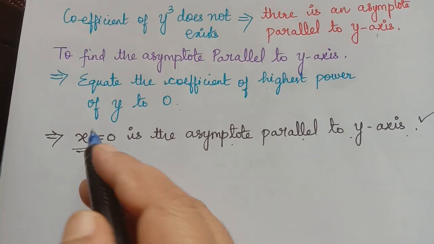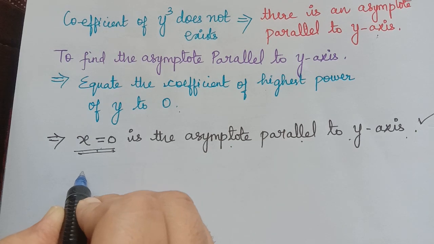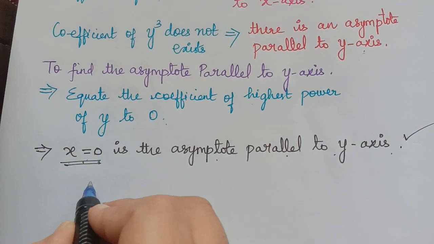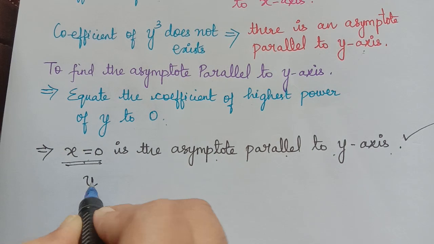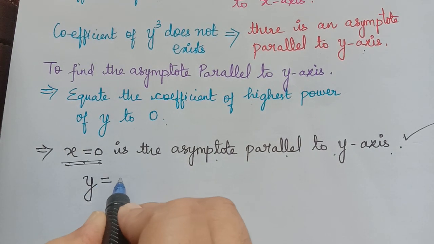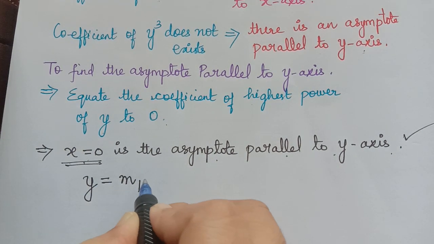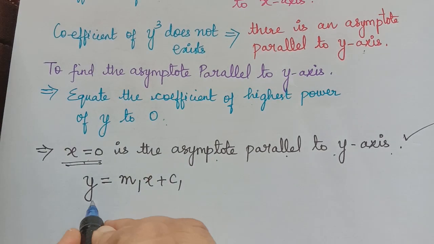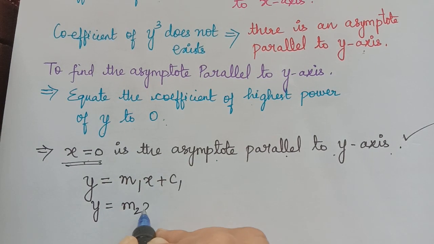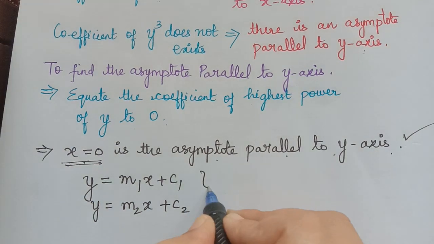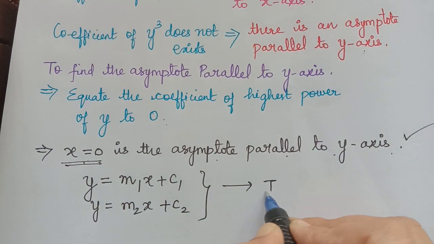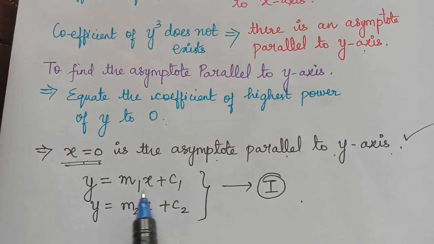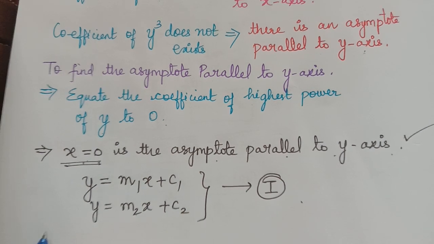So what will be the equation of the asymptote in that case? We have already seen that the equation of the asymptote is y is equal to mx plus c. Now because we have 2 asymptotes, the equations will be y equal to m1x plus c1 and y is equal to m2x plus c2 for the given curve. Now we shall find the values of m1 and m2 and using that we shall find the corresponding values of c1 and c2. Now how to find the value of m?